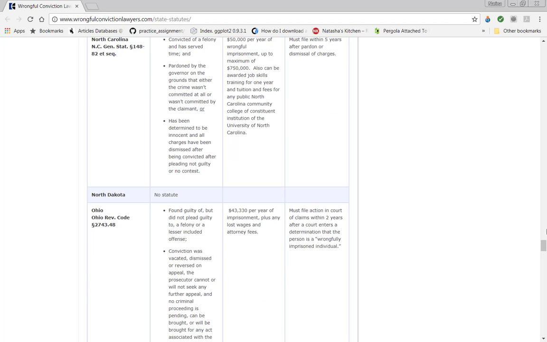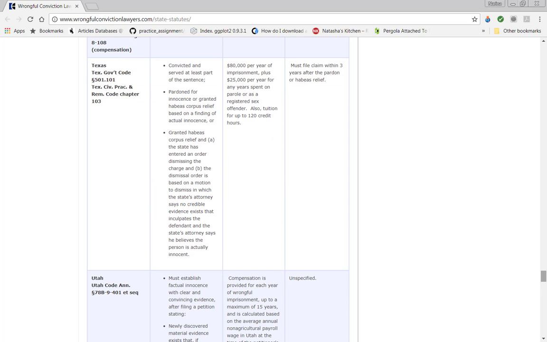States that you might think would be very stingy, let me just go down here. I don't mean to make you dizzy, but let's go down to Texas. Texas is known to be a very punitive state, and yet they allow pretty decent compensation, $80,000 per year of imprisonment, okay, and $25,000 per year for any year spent on parole or registered as a sex offender. So this is even crediting you with anything that you had after you got out of prison. So a much more generous compensation package than you would predict just knowing something about the state.